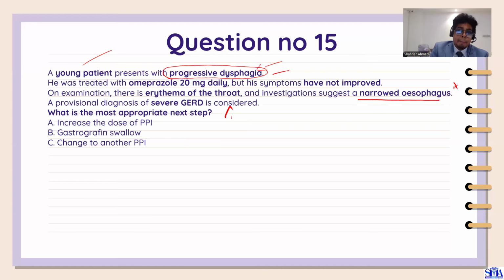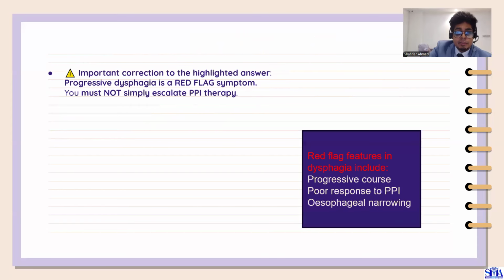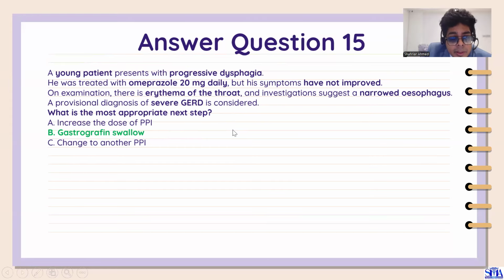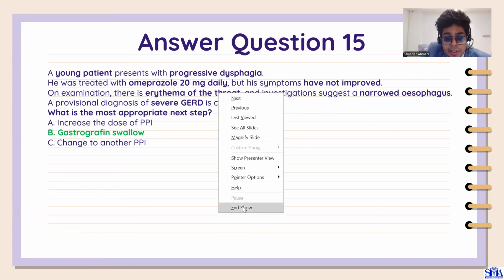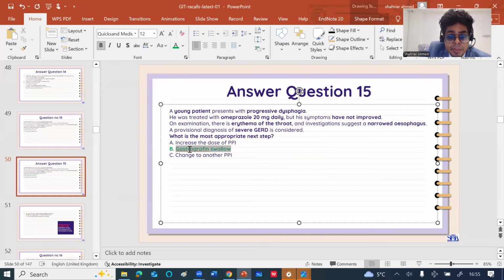So what do you think? What should we go with? There he has been given PPI. Now here is that line I think I mentioned last day. Yeah, I think I would like to go for that one. Here is a little bit of confusion. Let us focus on this question. Young patient with progressive dysphagia, omeprazole given, but his symptoms didn't improve. I think gastroscopy is done and showing the narrow esophagus. If you already have a narrow esophagus, then the provisional diagnosis is severe GERD. So if severe GERD is already established, I think it's better to go with an increased dose of the PPI.